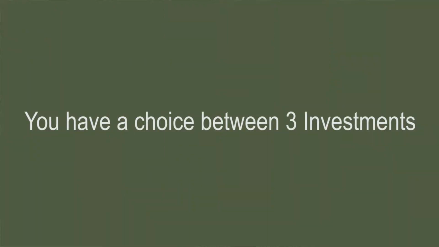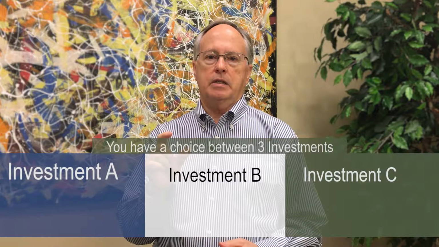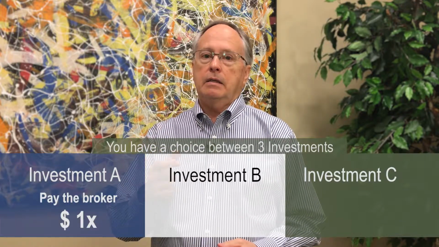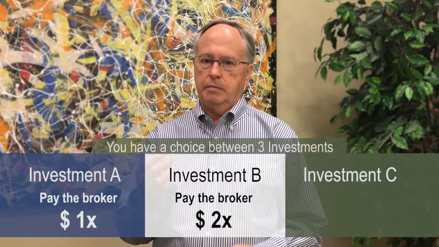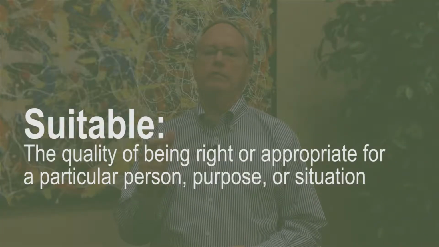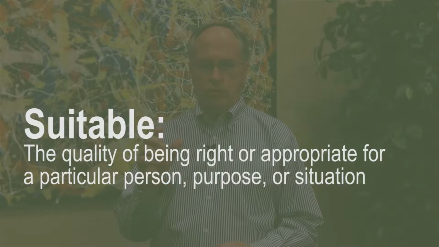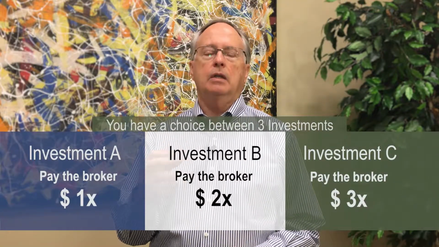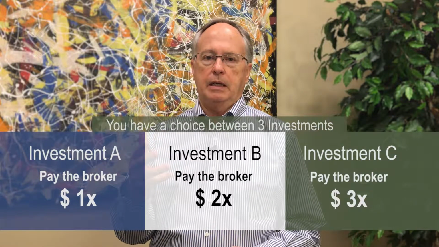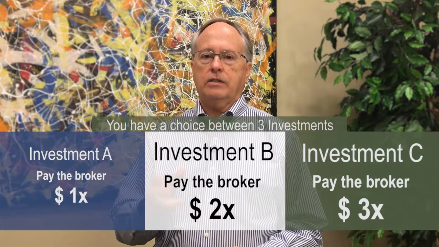Let's say that you have a choice of three investments, investment A, B, or C. Investment A is going to pay a broker X, investment B is going to pay the broker 2X, investment C is going to pay the broker 3X. Now, all three of those could be suitable, and suitable means that it's appropriate for that specific investor and the circumstances of that investor, and it does make sense. It's suitable. It's fine. It's okay. But the probability is that of those three choices, where there is a difference in commission, you're probably going to have somebody buying investment B or investment C because the broker is going to get paid more. That's the suitability standard.